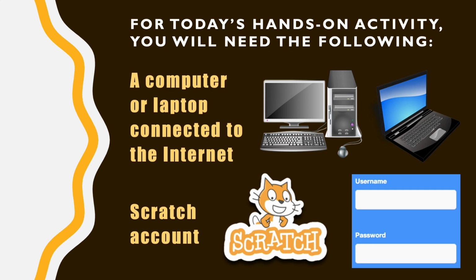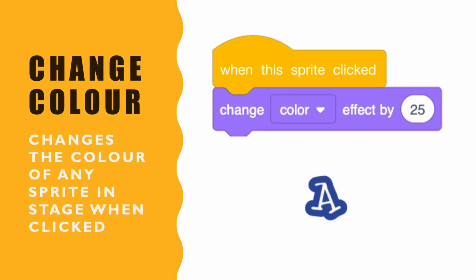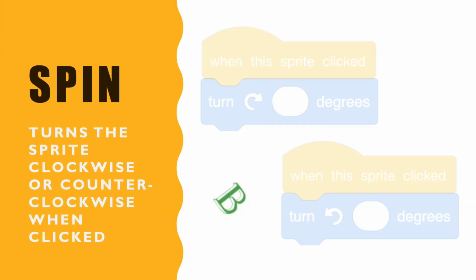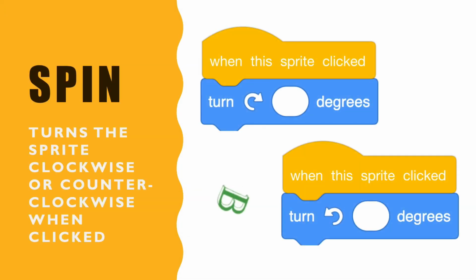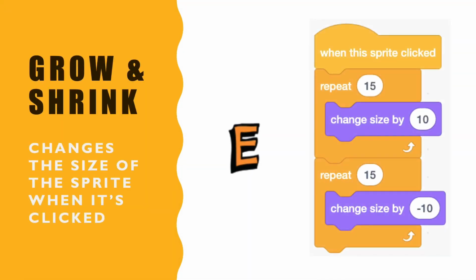Well done, kids! These blocks are change color. The change color block changes the color of any sprite in the stage when clicked. Spin. Spin turns the sprite clockwise, or to the right, or counterclockwise, to the left. One click. Grow and shrink. The grow and shrink uses the block change size, which changes the size of the sprite when it's clicked.